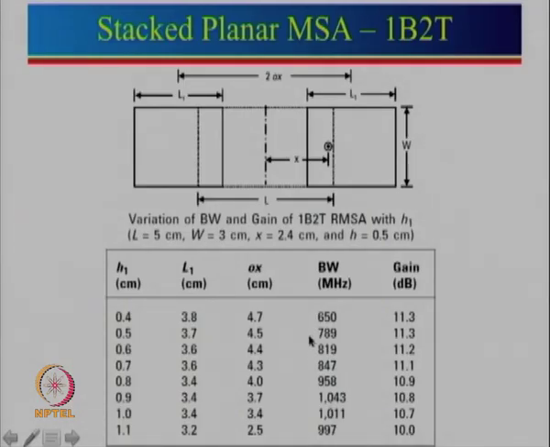So, depending upon the requirement, how much bandwidth is required, 650 to 1, and correspondingly you can see the gain is reducing slightly, but the reduction is not very significant. So, depending upon the application, one can use any of these configurations. This is really a very nice, interesting configuration, where we can get a larger gain and also a very large bandwidth.